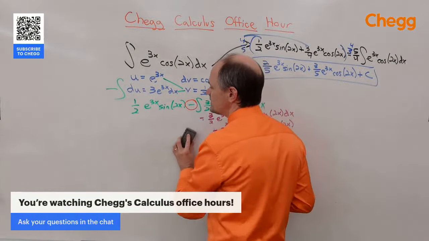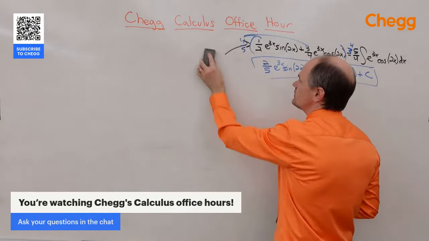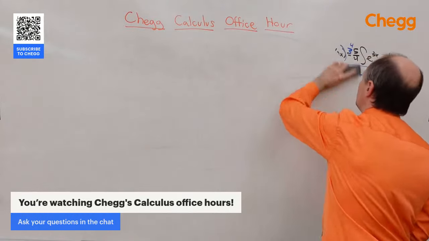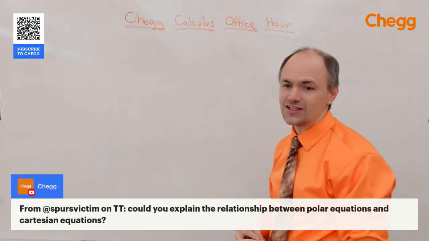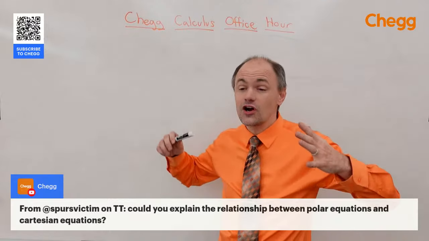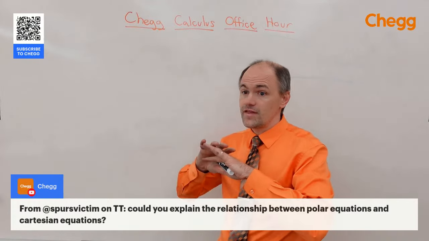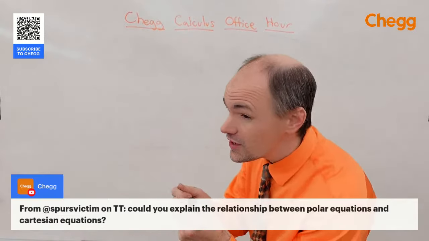But in the meantime, let's take a brief aside from integration. I saw a question come in about polar coordinates. We want to know the relationship between polar coordinates and Cartesian coordinates. So let's take a look at that question. Polar coordinates actually are really convenient for describing curves that are round, really. Anything that's round is probably easier to work with as a polar equation than it is a rectangular equation.